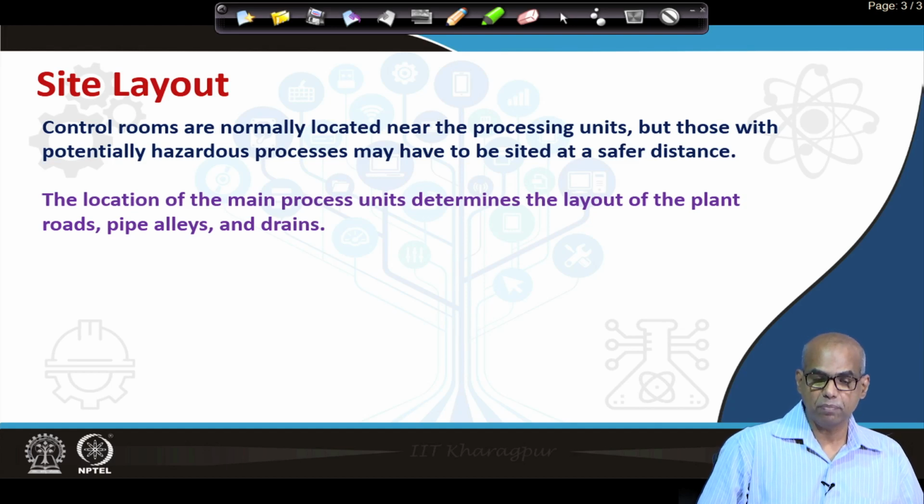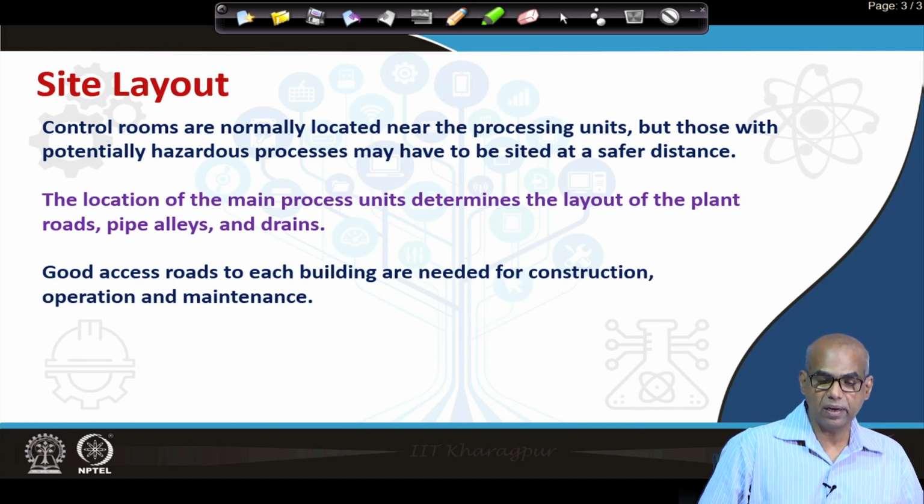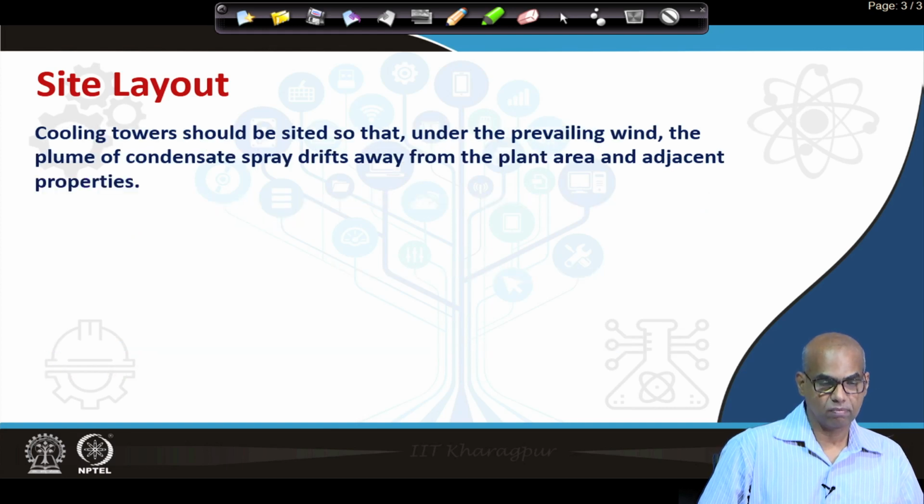The location of the main process units determines the layout of the plant roads, pipe alleys and drains. Good access roads to each building are needed for construction, operation and maintenance. Utility buildings should be sited to give the most economical run of pipes to and from the process units. Cooling towers should be sited so that under the prevailing wind, the plume of condensate sprays drifts away from the plant area and adjacent properties.